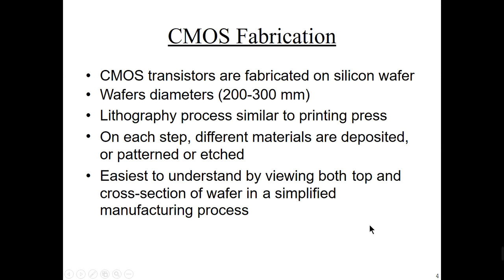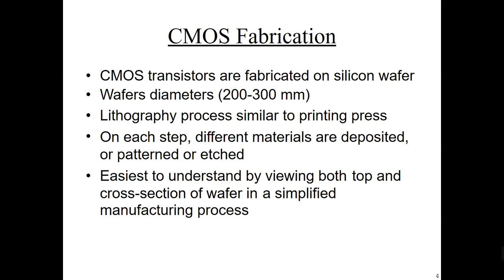Coming to CMOS fabrication, CMOS transistors are fabricated on a silicon wafer with a required thickness based on the technology size. The transistor size depends on this. Generally we have different types of technologies. In the olden days we had 250 nanometer technologies, then 180 nanometers, 150 and 130, and then 90, 45. Nowadays we are using 7.5 nanometer technologies. So based on the type of technology we are using, the size of the transistor will depend.